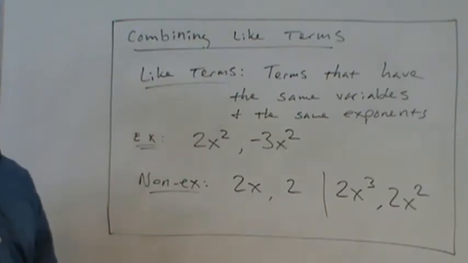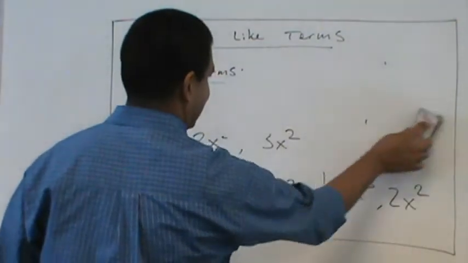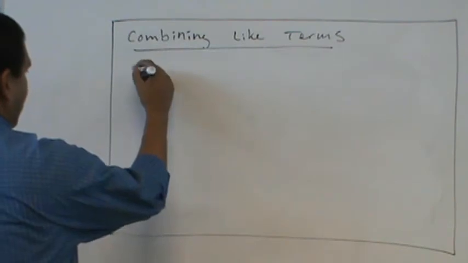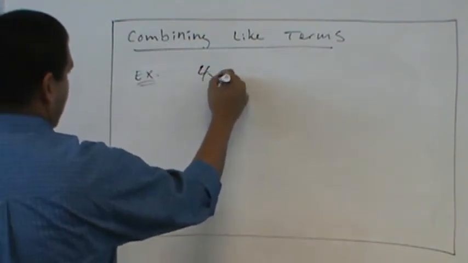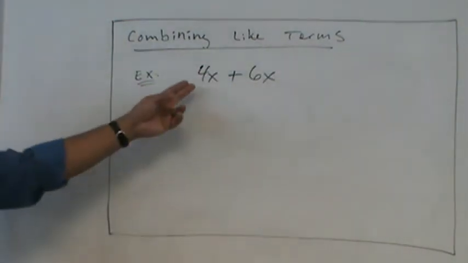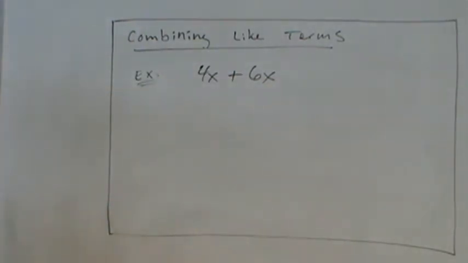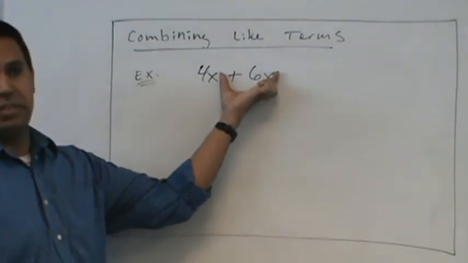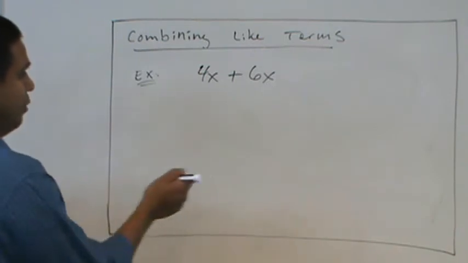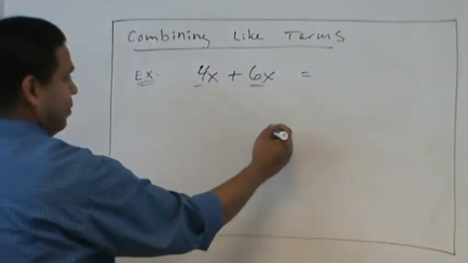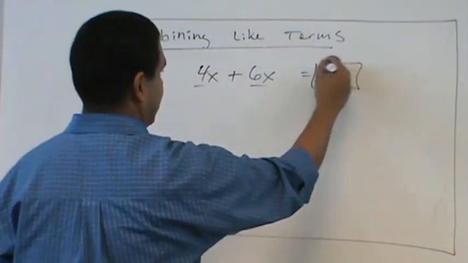Okay. So let's look at an example where we combine these. What if I said 4x plus 6x? Are they like terms? Yes. How do we know? The variable is the same, right? What about the exponent? It's the same. The exponent's 1, right? So what would we get? If they're the same, we add the coefficients. 10x. So 4 plus 6, careful, it's just 10x.